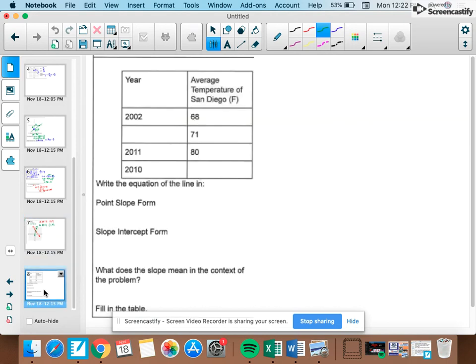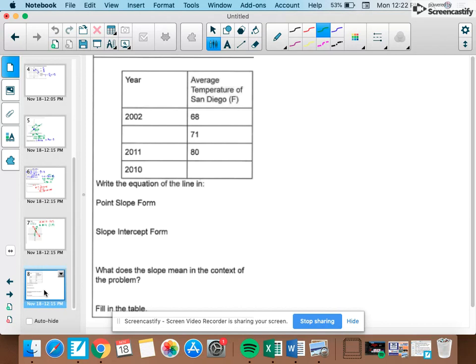The last problem, we're going to be given a table and we need to write the equation in point-slope form and slope-intercept form, and then talk about what the words mean in context of the problem, and then fill in the rest of the table. So a little bit of work here. So first things first, I want to find the slope.